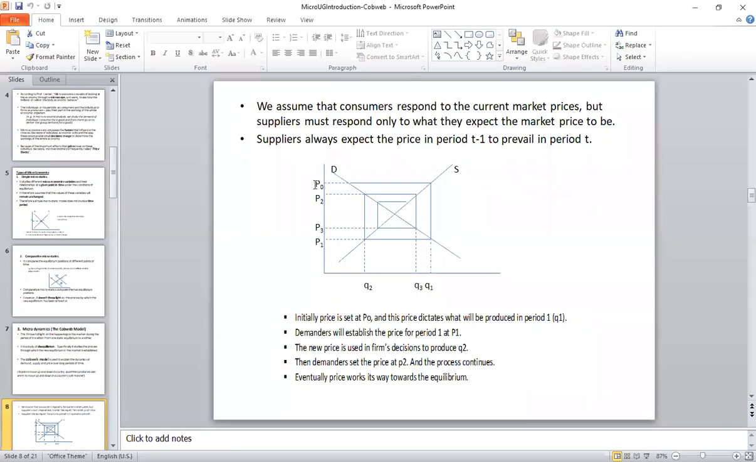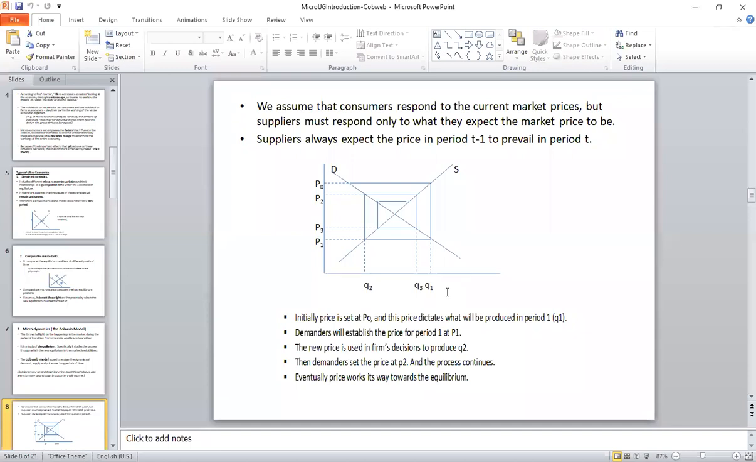Assuming we have a period 0 here, and the price is P0. When the price is set at P0, you follow that through to the supply curve, and you can see that it gives us the quantity which will be produced in period 1. These suppliers are producing quantity Q1 because the price is high at P0 in period 0. When prices are high, they think, let us produce more so that we benefit from the high prices. So in period 1, they base their production on the price in period 0, and the quantity will end up as Q1.